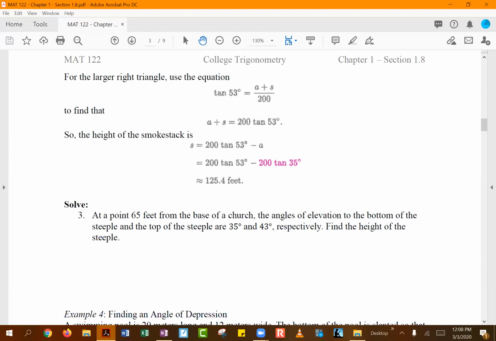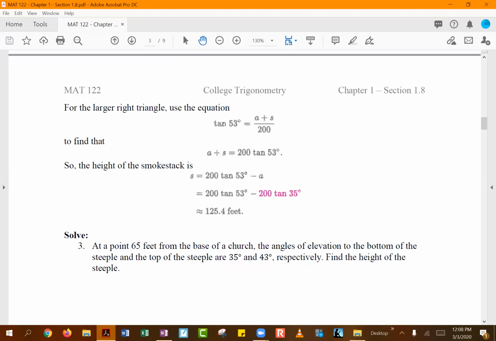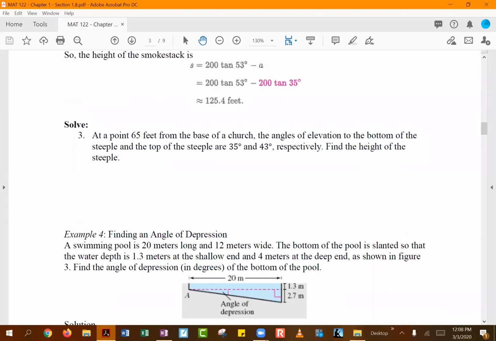So that's why they left it at 200 times tangent of 35 degrees and then 200 times tangent of 53 degrees. And then they're letting the final calculation happen when you're trying to find the height of the smokestack, which is S. So let's see what we've got here for our example.